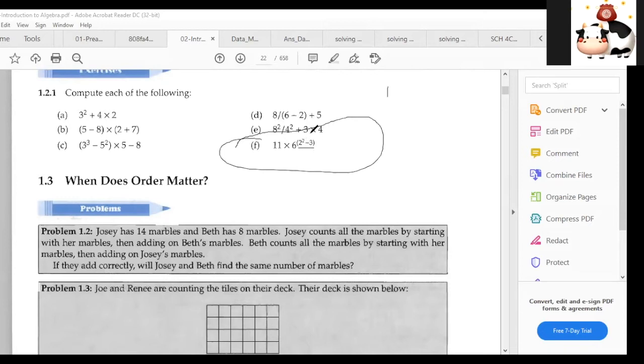So 2 squared, or 2 to the exponent 2, is 4. 4 take away 3 is 1. So now this becomes 11 times 6 to the exponent 1. Well, what is 6 to the exponent 1? That's right, everybody. It's just 6, right? So it means 11 times 6. And like everybody said before, the answer is 66.